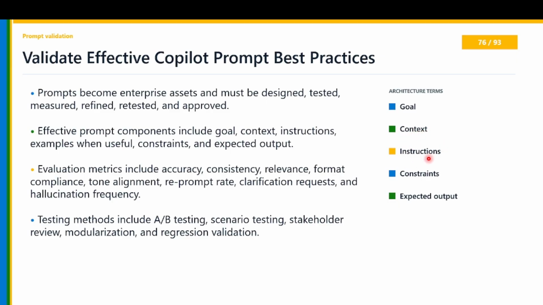Then we have instructions. These are the instructions that you have included in the prompt for the agent to perform a particular task. So this instruction can be role-based, it can be example-based, or it can be zero shot, few shots, or chain of thought. It can be sequential or concurrency. So we have seen several types of instruction we have discussed before, and then we have constraints.